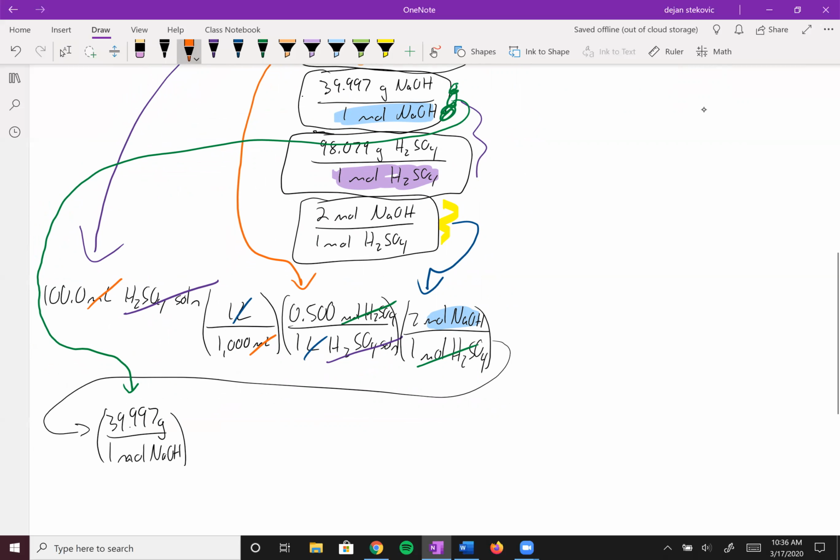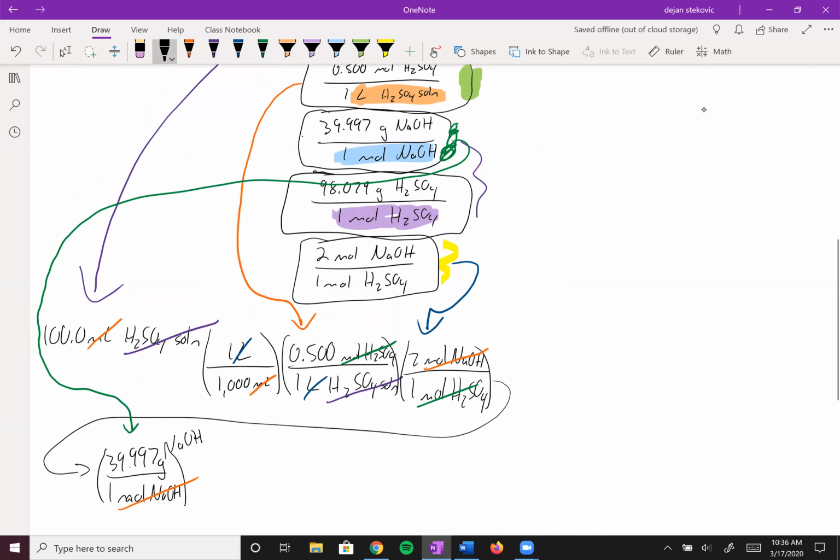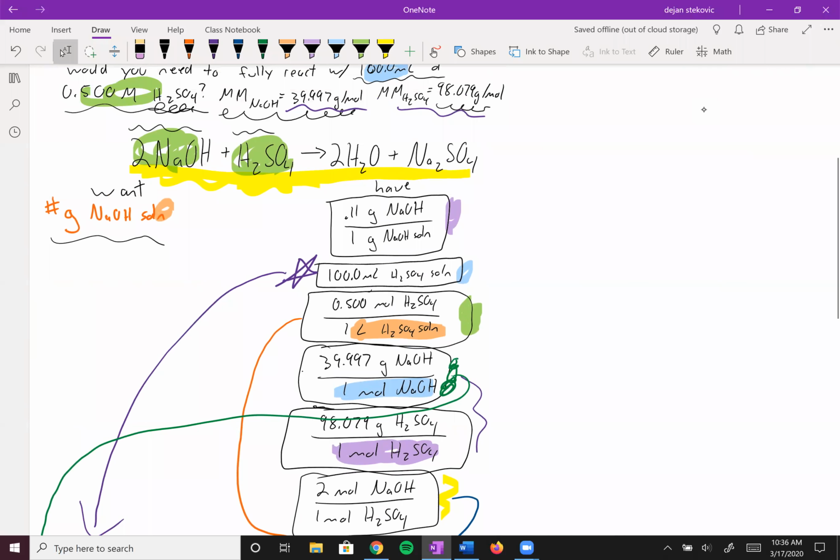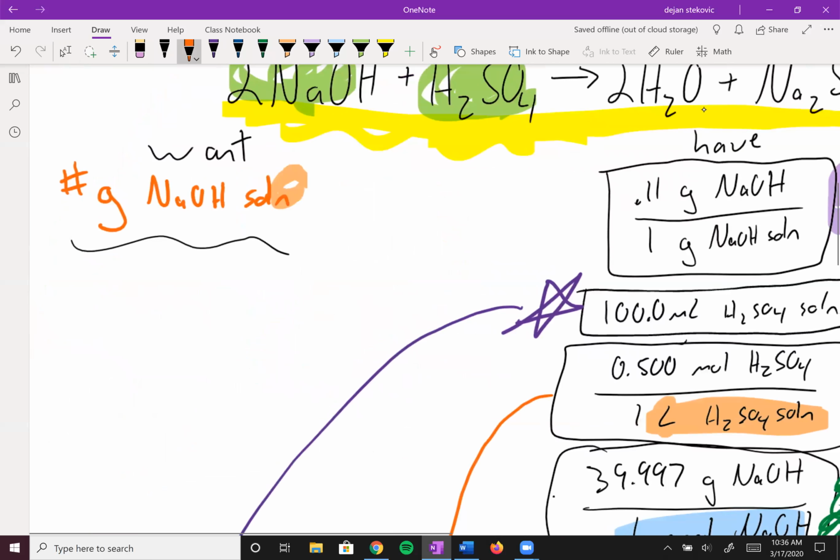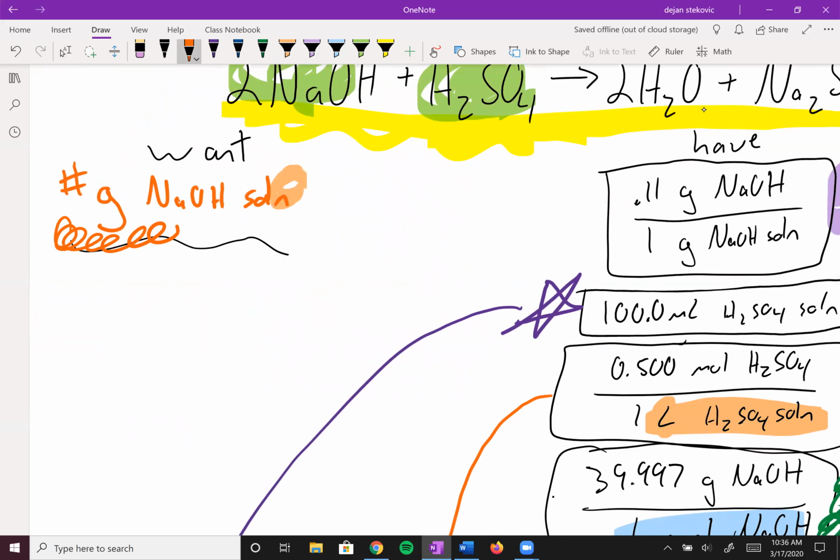And so here, what we'll see is that our moles of sodium hydroxide are going to cancel out, and then we'll be left with grams of sodium hydroxide. So if we read the question, are we at where we want? Well, it's grams of sodium hydroxide, yes, but it's grams of sodium hydroxide solution. So we're actually not where we want to be yet.